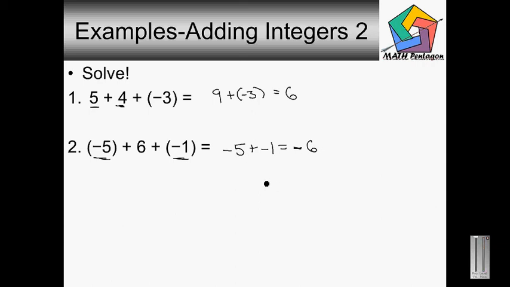So now what we have left over is negative 6 plus 6. So that basically, a negative 6 plus 6 equals 0 as our final answer. And we could check on a number line. Let's create one right here.